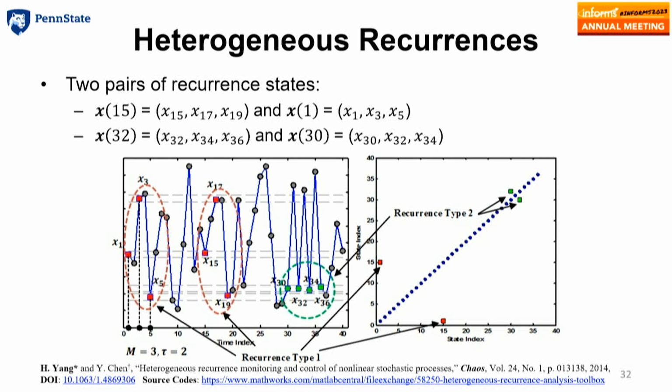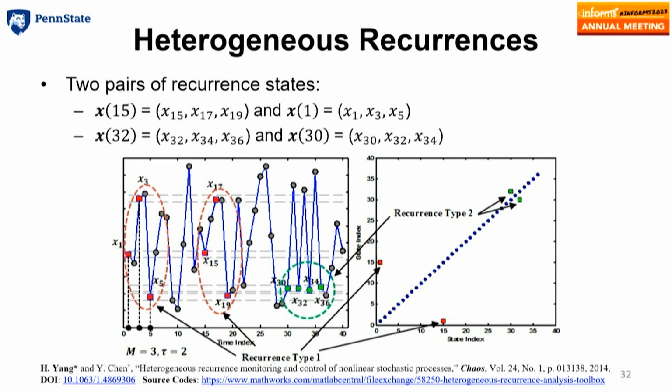But we talk about the recurrence, and then we started to study recurrence, and we found that there are different types of recurrence. Previously we talked about recurrence can happen at different areas of the trajectory. If we treat them all as black dots, they become homogeneous. So for example here, we have two pairs of recurrent states. From 15, 17, 19, they recur 1, 3, and 5. One state x has three values, we have three dimensions.